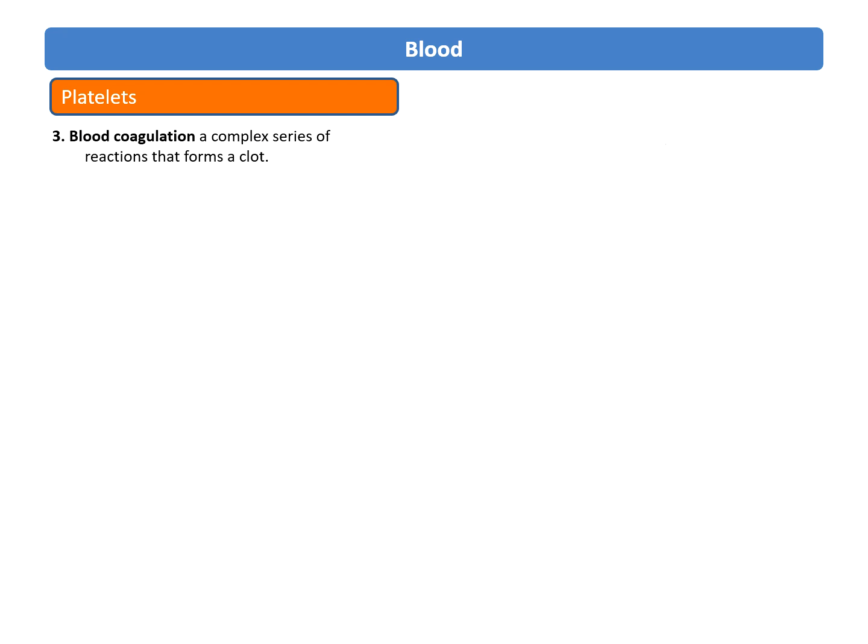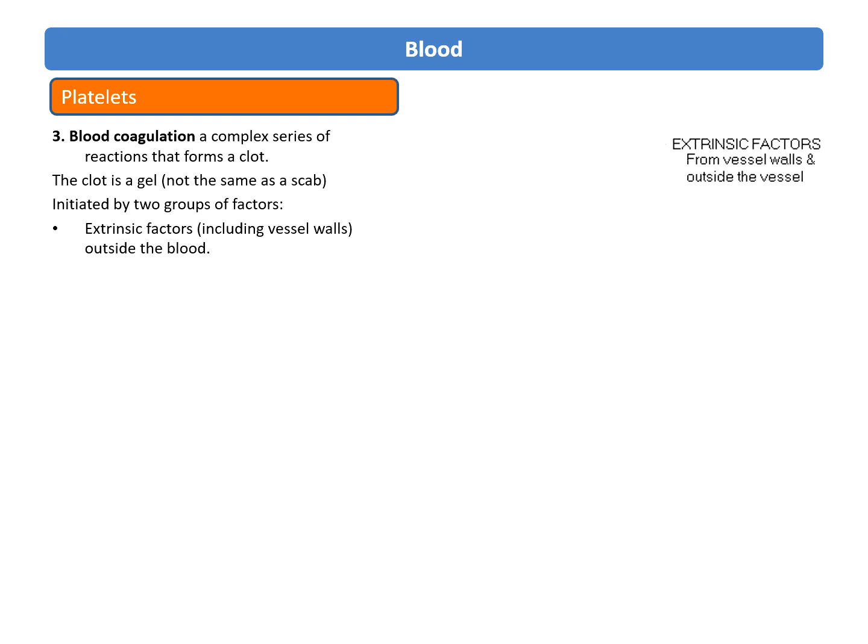Blood coagulation is a complex series of reactions that forms a clot. A clot is a gel. Now, the clot is not the same thing as a scab. It's initiated by two groups of factors. Extrinsic factors, including the vessel walls, are outside of the blood. And intrinsic factors are activated within the blood.